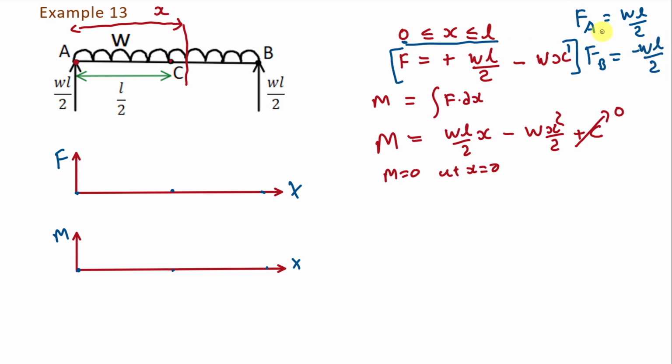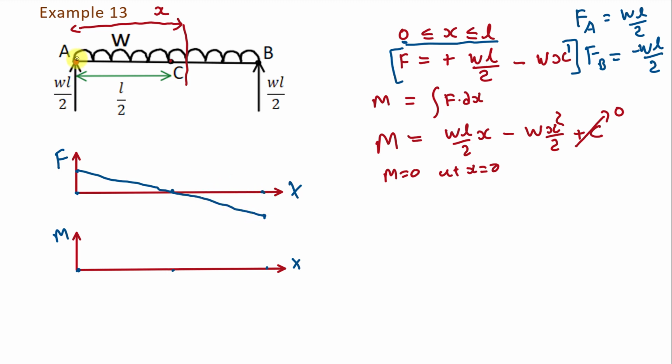Correct? Now we are going to mark these 2 points here. Shear force at point A is WL by 2, meaning at this point the value of shear force is WL by 2. So let's say it is somewhere here. And at point B the value of shear force is minus WL by 2. So let's say at this point it is somewhere here because it is negative. And now we are going to join these 2 points by a straight line. So it will be like this.